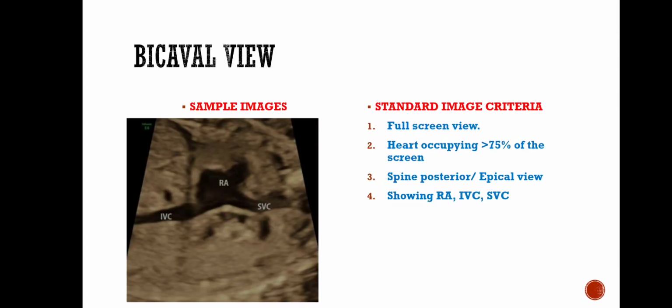This is bicaval view, a parasagittal section. We can see IVC and SVC draining into the right atrium. In the full screen view, with the heart occupying 75% of the screen and spine posterior, showing the right atrium, IVC and SVC must be there.